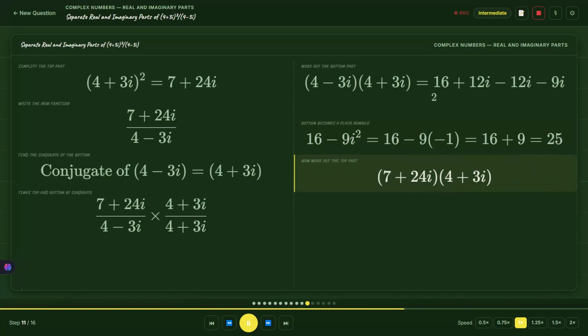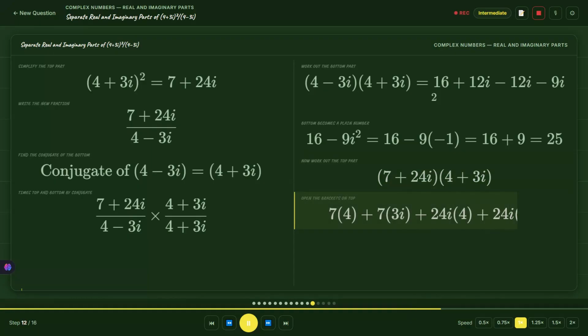Now let's work out the top part. We need to times 7 plus 24i by 4 plus 3i. Let's open these brackets carefully. Let's do each piece. 7 times 4 is 28. Then 7 times 3i is 21i. Then 24i times 4 is 96i. And 24i times 3i is 72i squared.